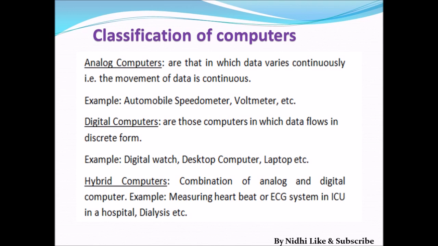And hybrid, as the name suggests, is the combination of analog as well as digital computers. Hybrid computers are used in the health sector for measuring heartbeat or ECG system in ICU. You can say that the machines take input of pulse rate. The pulse rate is in an analog form, and then it is converted in the computer into a digital signal. So it is just an example of a hybrid computer. It is using analog as well as digital signals to form the required result. Is it clear?